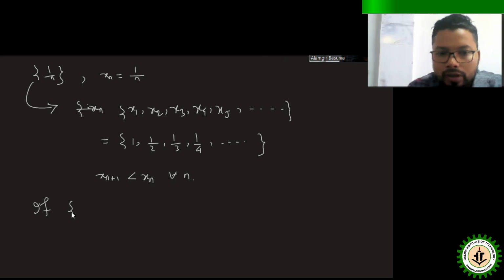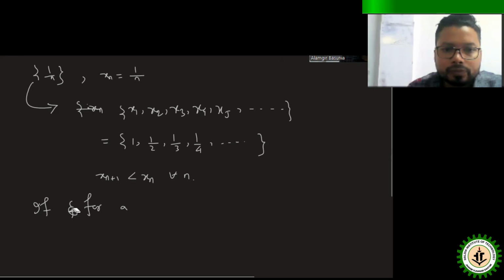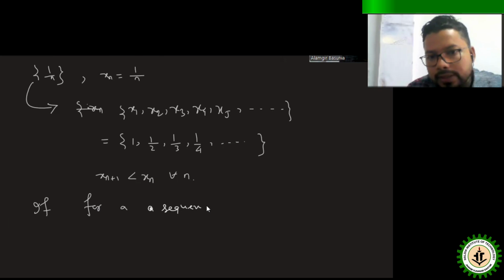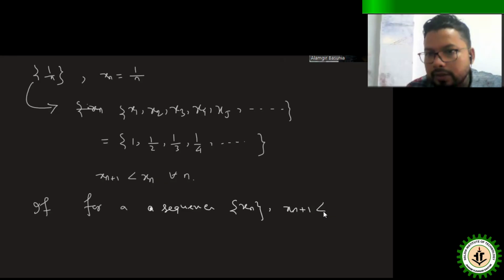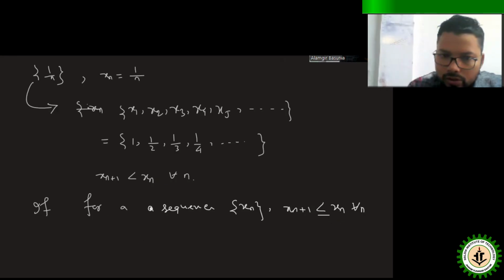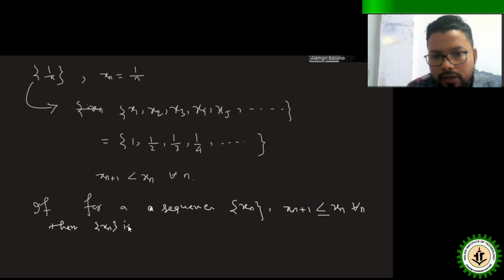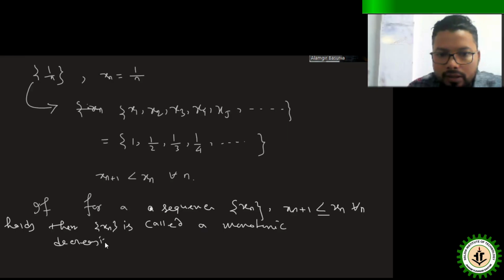If for a sequence x_n, this holds: x_{n+1}, the next term, is less than the previous one for all n, or equality may occur, then we say x_n is called a monotonic decreasing sequence.